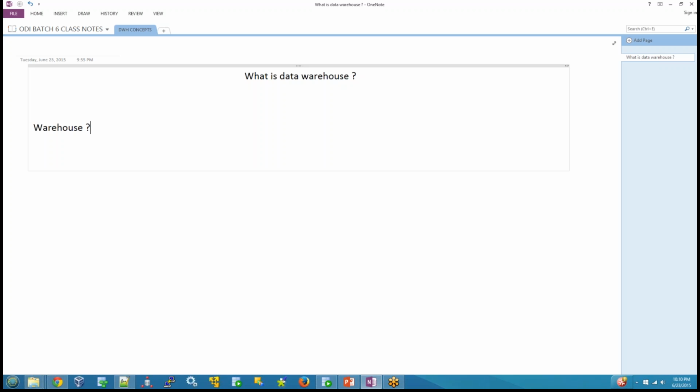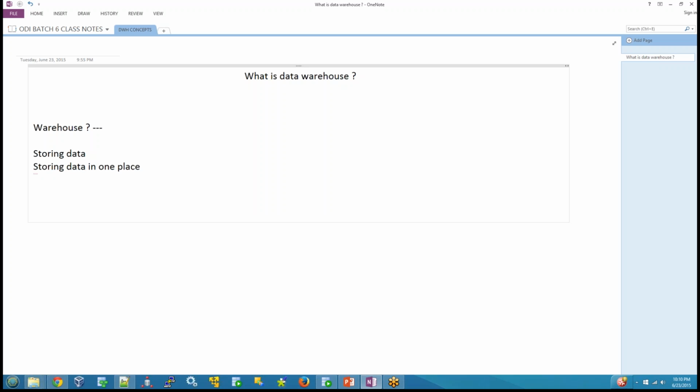Any other definitions from anyone? What is a warehouse? Storing data. Yes, storing data, so one definition we got is storing data, okay, and storing data in one place is also the same. One place. Any other definitions?